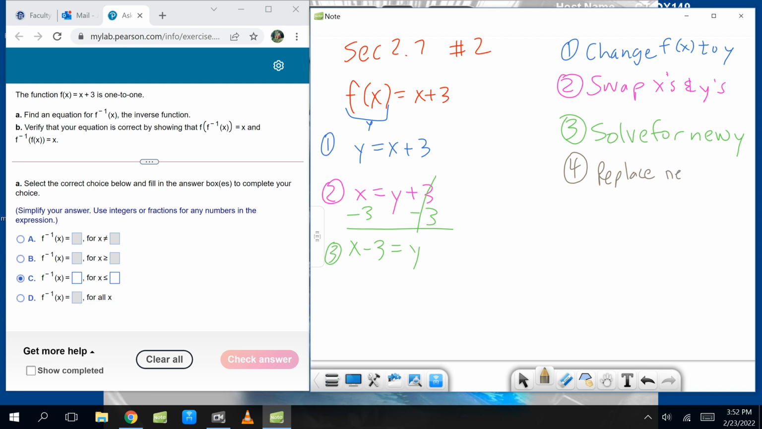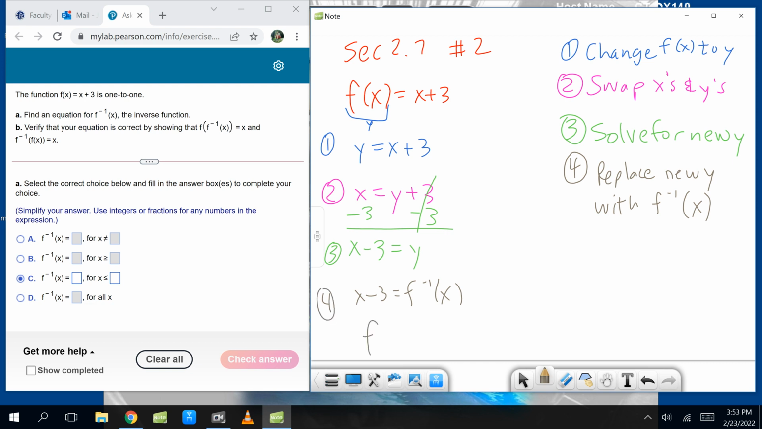Replace the new y with f inverse, not f to the negative 1, f inverse of x. So basically we're changing it like we did the first thing. The other thing we need to say here is if that thing equals y, then we get x minus 3 equals f inverse of x.